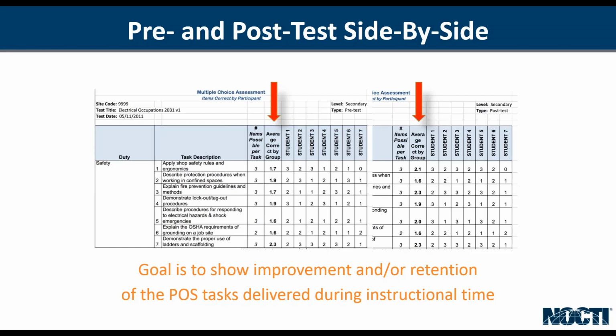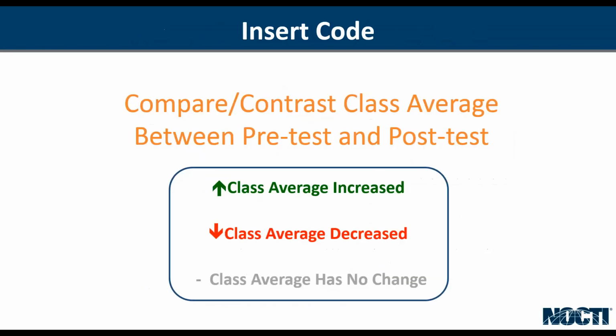And really, we're looking for a couple of different things. We're looking for improvement between the pre-test and the post-test, which is the one to the left, the one to the right. We're looking for areas where it stayed the same, which is good. And we're looking for areas where it went down. I actually created a very simple little insert code. So if you understand the process of the data analysis before, we're going to use up arrows if the average increased. We're going to use a down arrow if it went down. We're going to use a dash if there was no change in the class mean.